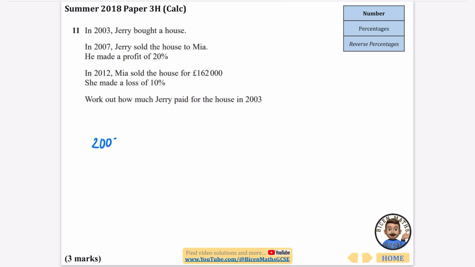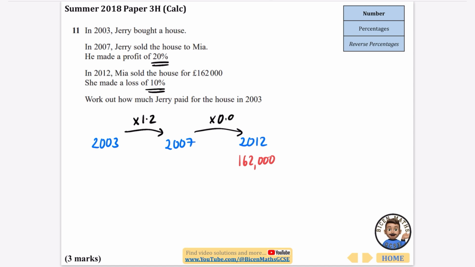Okay, so I'm going to do my method that I like of the multipliers. So it's going from 2003 to 2007 to 2012. And we know that the cost in 2012 was 162,000. Well, to go from 2003 to 2007, it increased by 20%. He made a profit of 20%, which means it was multiplied by 1.2. And then from 2007 to 2012, Mia made a loss of 10%. When you lose 10% from 100%, that is 90% or 0.9.